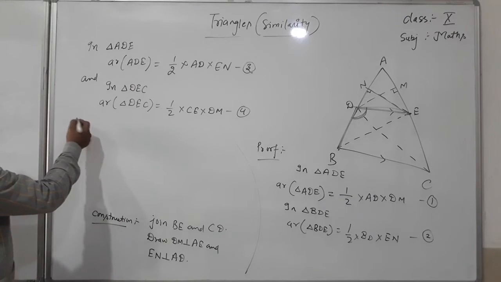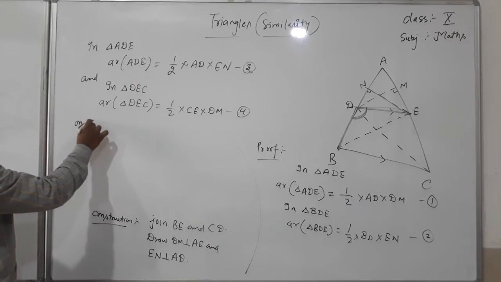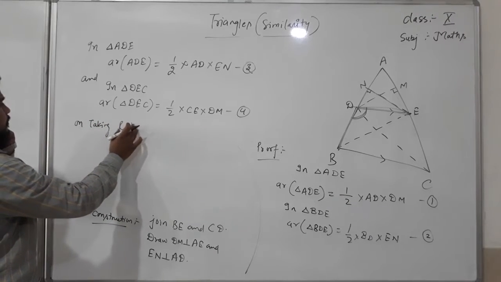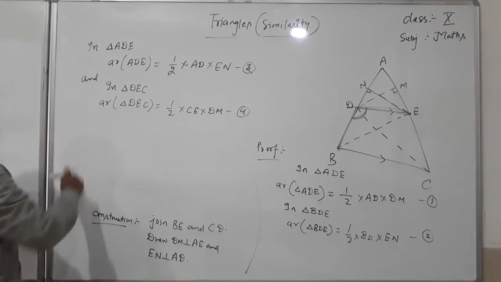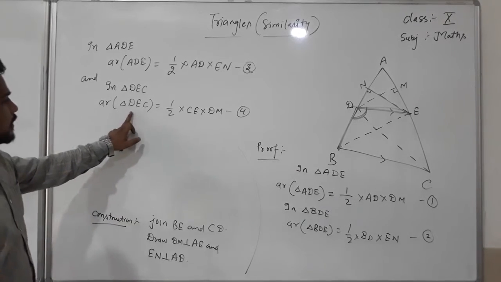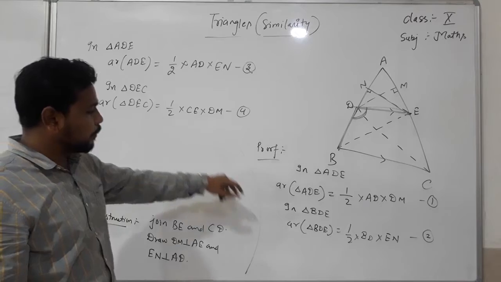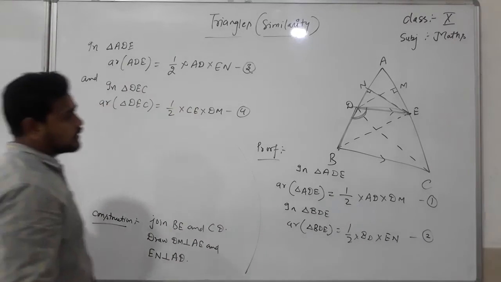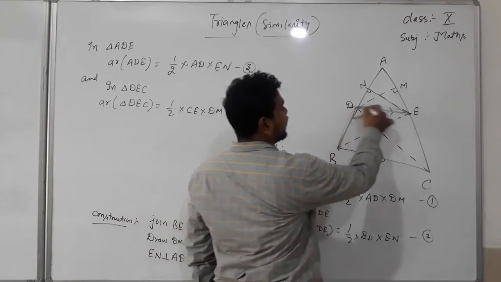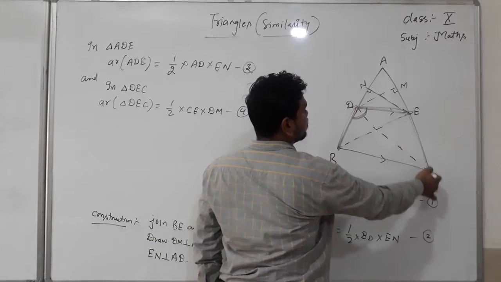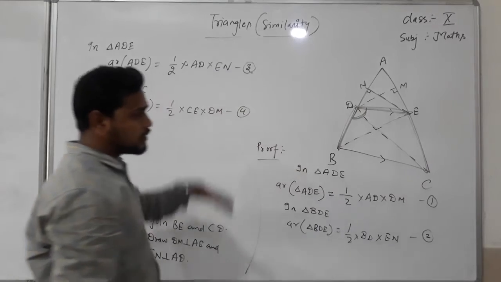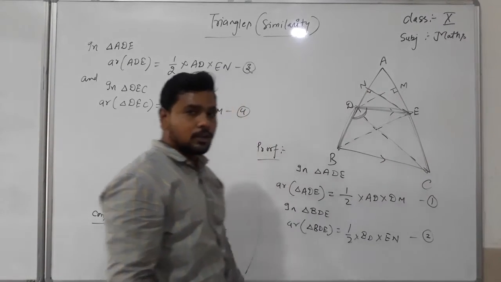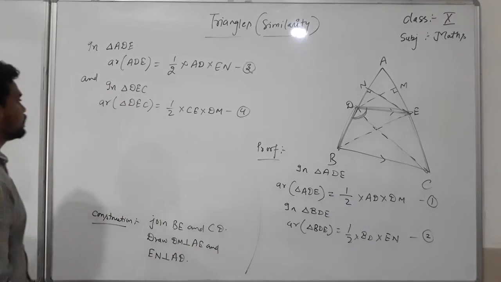So later on, you can see that DEC is equal to 1 upon 2 CE into DM and BDE is equal to 1 upon 2 into BD into EN. You can see that BDE and DEC, both the triangles are on the same base. The same base is DE and between the same parallels. So their areas will be equal.